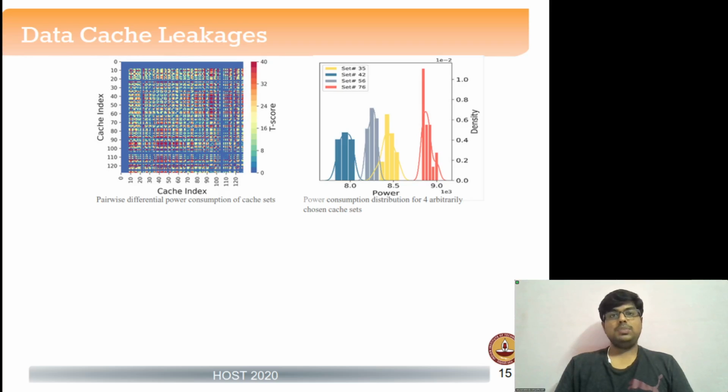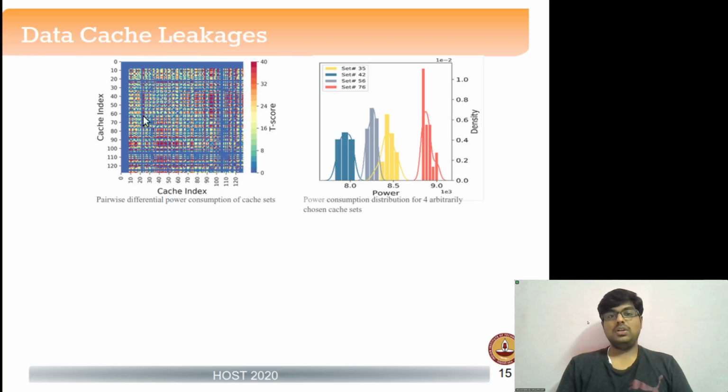We have done some experiments on the data cache in order to find the leakages due to the data and the address of the data cache. In the first experiment, we placed the same data value over different cache sets and measured the power consumption during each placement. We measured the difference between the power consumption of each set against all other possible cache addresses. So this is the heat map that shows the same.